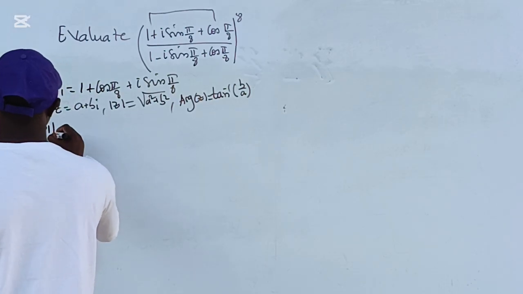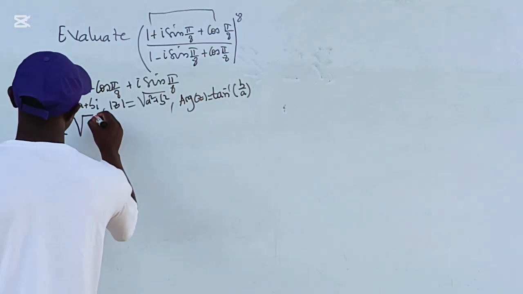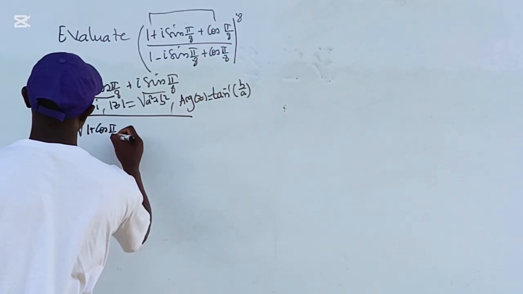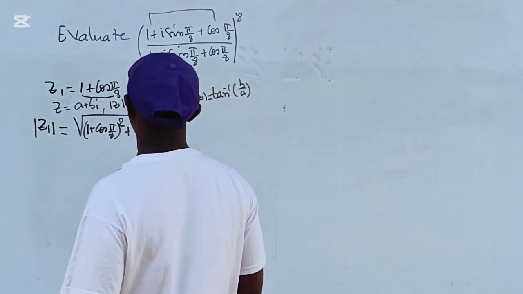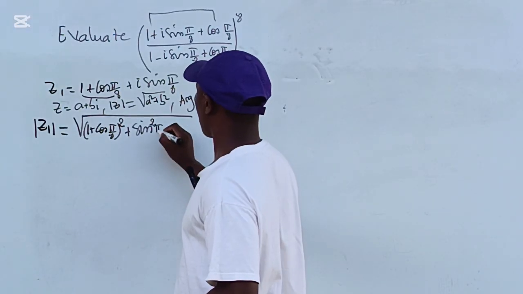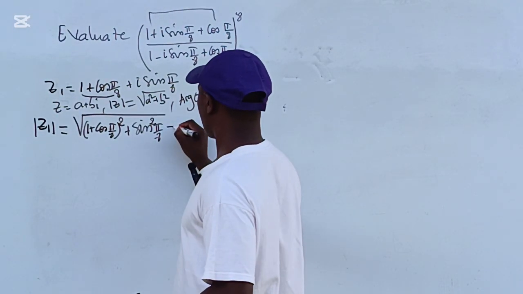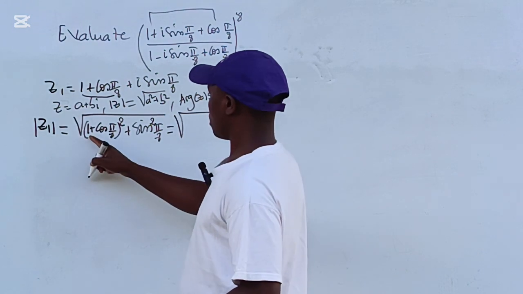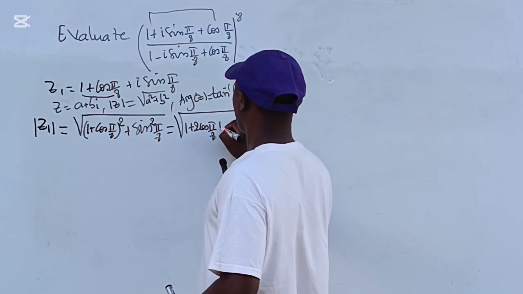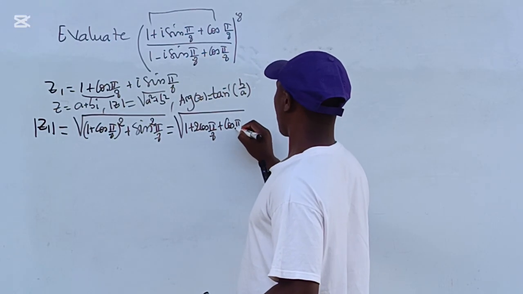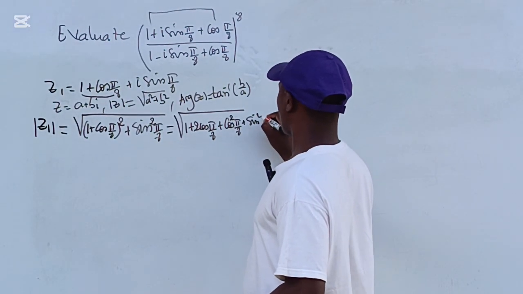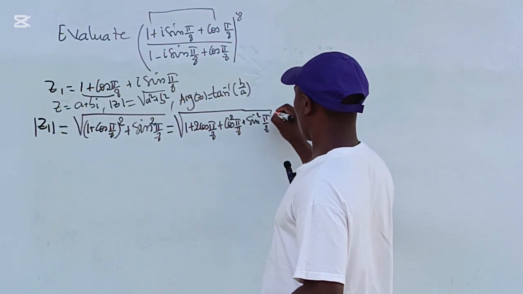The modulus of z1, as you see here, is the square root of, we need to take the square of this, 1 plus cosine pi over 8 to the power 2, plus the square of sine of pi over 8. Explain this: the square of this is 1 plus 2 times cosine pi over 8 plus the square of cosine pi over 8, then plus the square of sine of pi over 8.